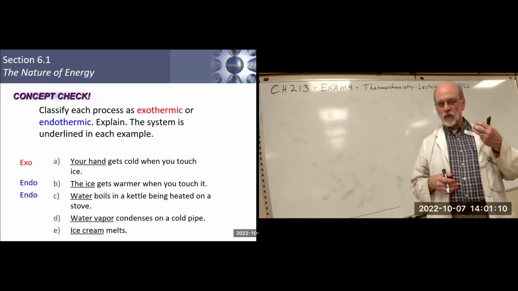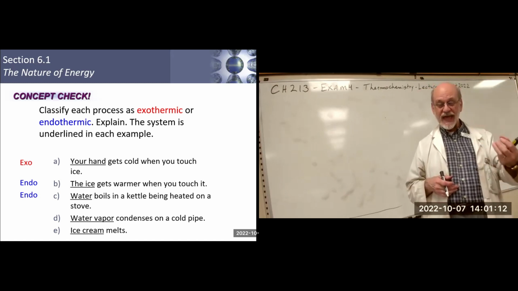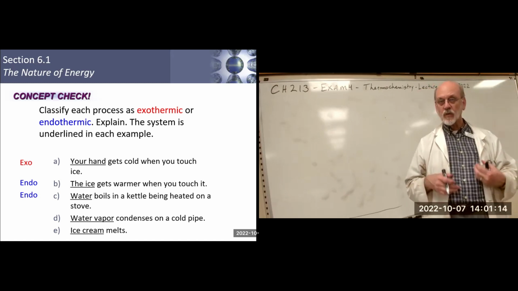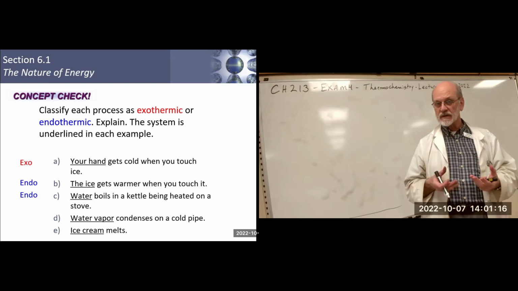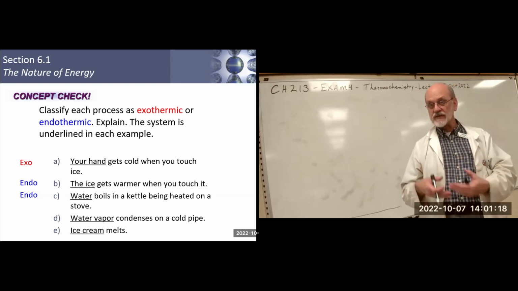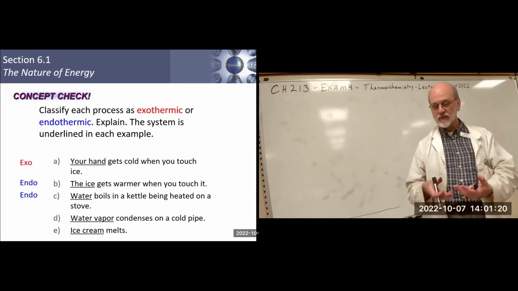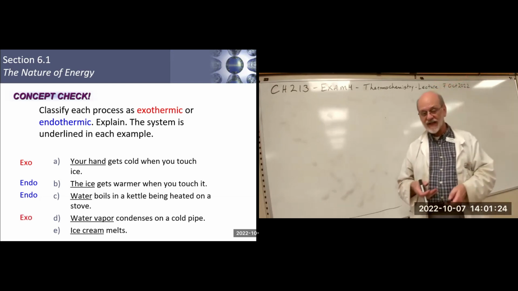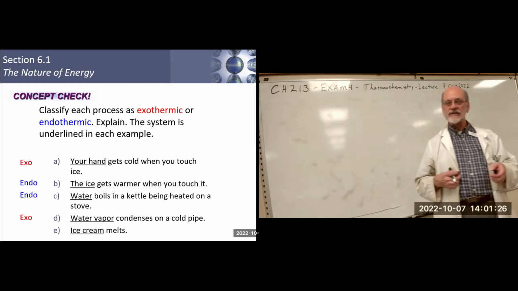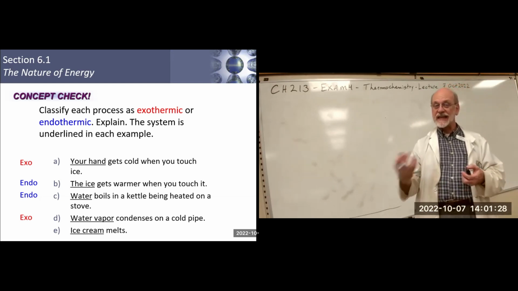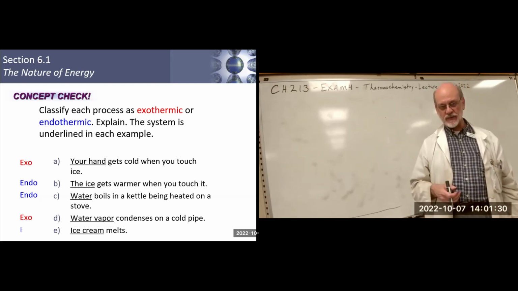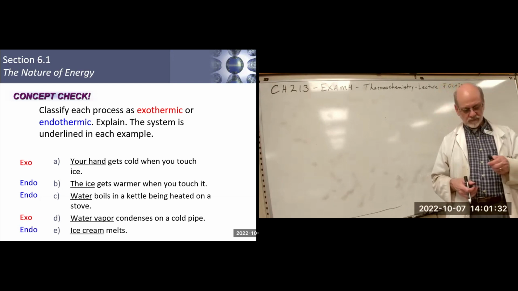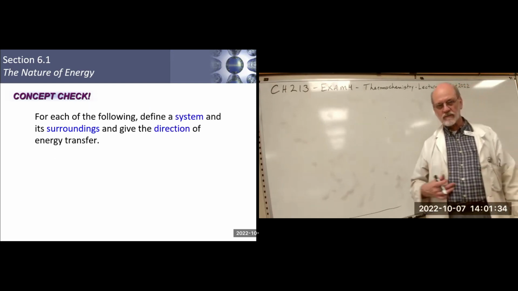So if water vapor condenses, it goes from a gas to a liquid. What does it have to do? It has to lose energy. It has to lose heat, which means it's exothermic. Okay? Ice melts. So if ice goes from a solid to a liquid, it's gaining energy. It's endothermic.